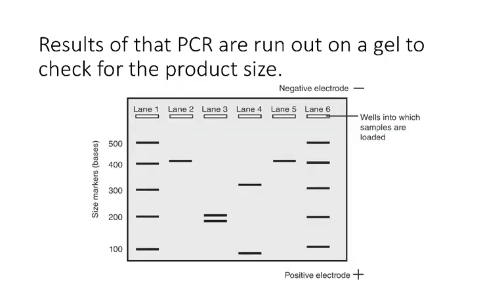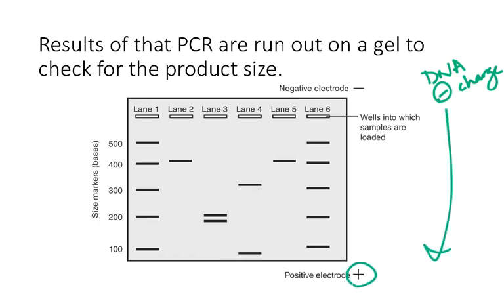So just to show in a different way what it looks like when you run your PCR out on a gel. Remember, DNA has a negative charge because of its phosphate group. And so because of that, DNA runs toward this positive electrode here. So you always load your samples up here in these wells, and then they run this way.